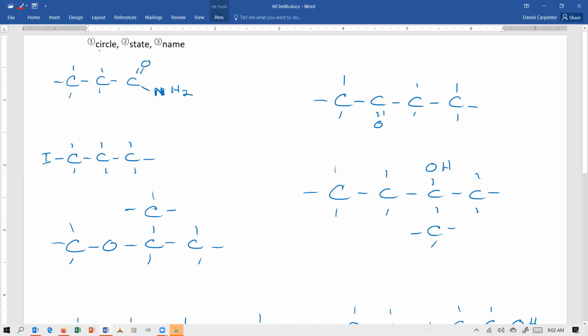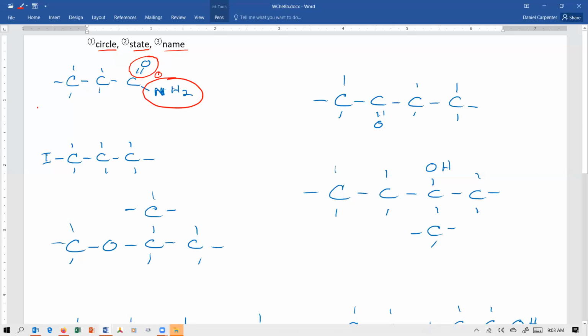All right, so again, circle, state, and name. Circle what's different. State what's different from the regular carbon and hydrogen, and then name the compound. So first one, these aren't numbered, but starting upper left, like we normally do in European languages. That's not the regular carbon and hydrogen, and that's not the regular carbon and hydrogen. So that's the first thing.